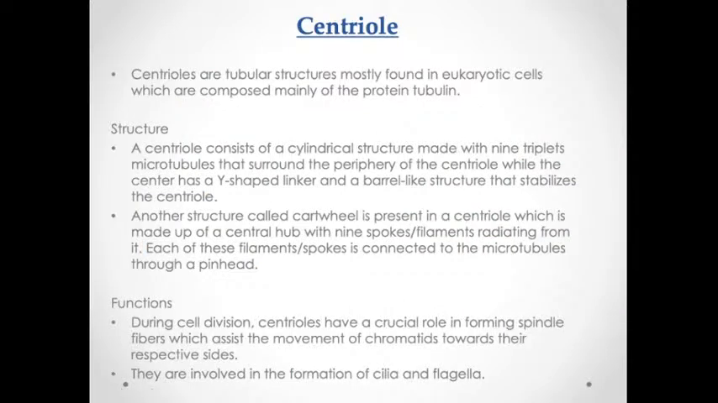They are tubular structures, mostly found in eukaryotic cells, which are composed mainly of the protein tubulin. A centriole consists of a cylindrical structure made with 9 triplet microtubules that surround the periphery of the centriole, which has a center and Y-shaped linkers. Further, its functions include cell division. Centrioles have a crucial role in forming spindle fibers, which assist the movement of chromatids towards their respective poles. They are involved in the formation of cilia and flagella.